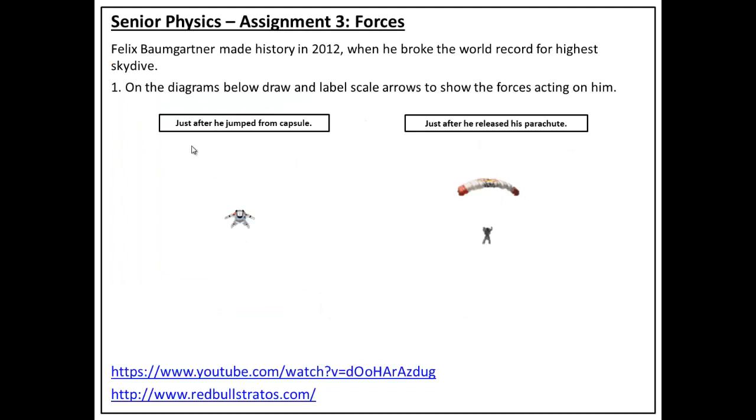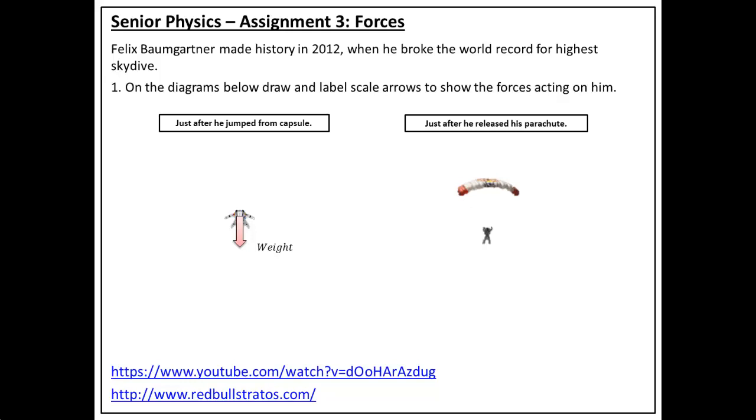In question 1, it is asking for a scale diagram of the forces acting on Felix Baumgartner during his historic skydive in 2012. Which, if you've not heard of, please do visit one or both of the links at the bottom of the screen. The first diagram wants the forces acting on him just after he has jumped out of his capsule. As he is within the Earth's gravitational field, he will experience an attractive force towards the Earth, otherwise known as his weight. And, as he is said to be jumping from the edge of space, he is just within the Earth's atmosphere. Therefore he will also experience some resistive forces or drag.